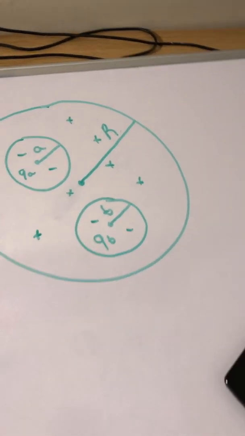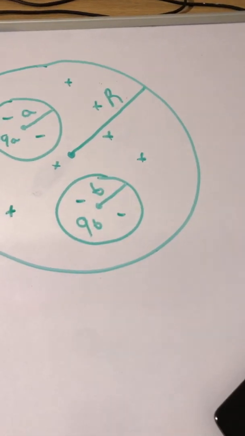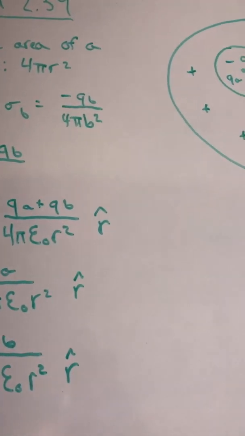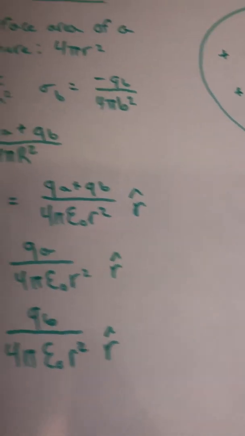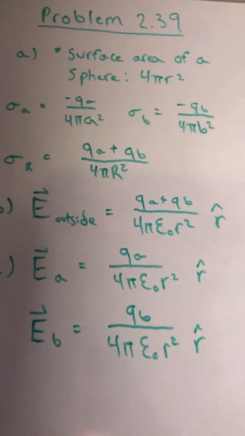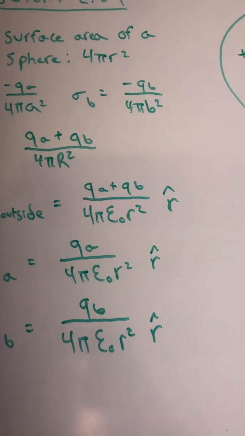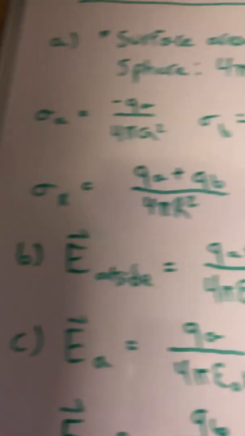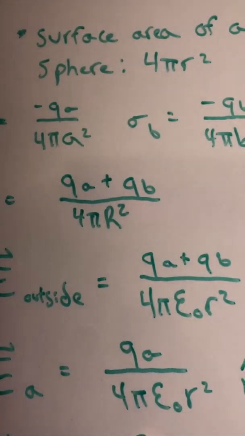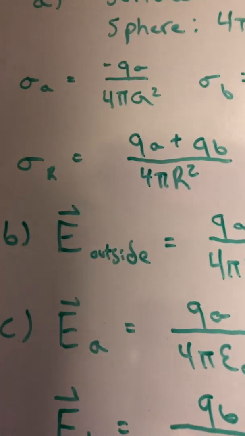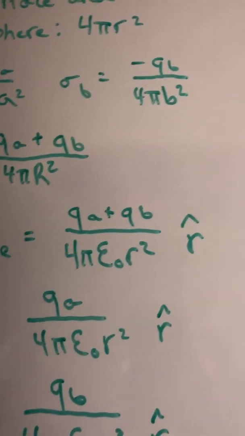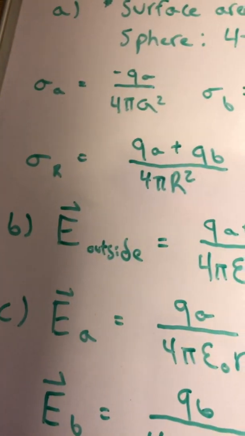Then part E says which of these answers would change if a third charge Q_C was brought to the conductor. Basically the cavities are kind of independent in this problem, so the only things that would really change are sigma R and the E outside. So sigma A and sigma B would both be the same, and then in sigma R you'd have the plus Q_C right there, that would also influence the overall electric field and the charge density.